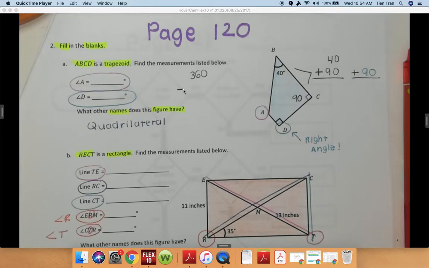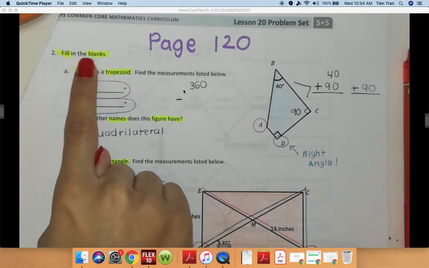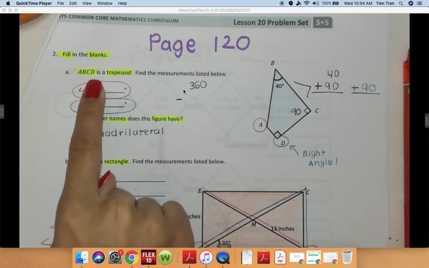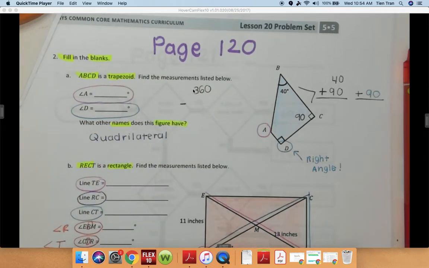Hello, we are on page 120 and I'm going to begin with problem number 2. This is lesson 20 problem set. So number 2 says fill in the blanks. A, B, C, D is a trapezoid. Find the measurements listed below.